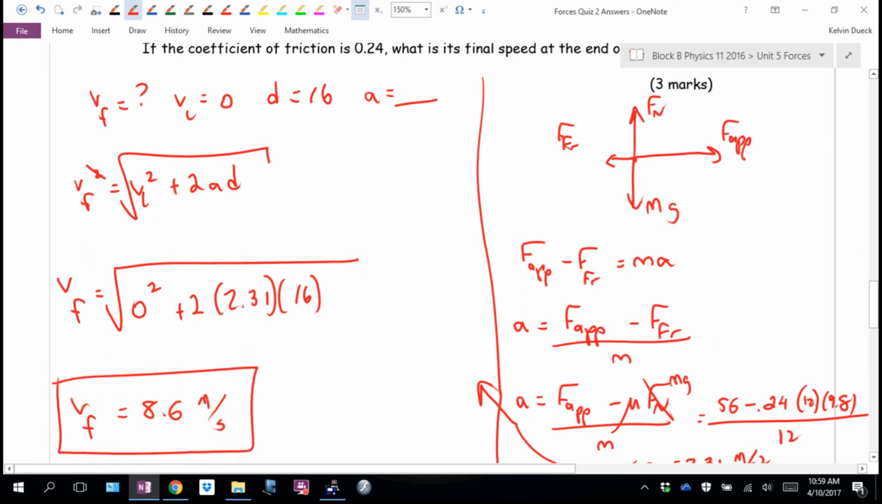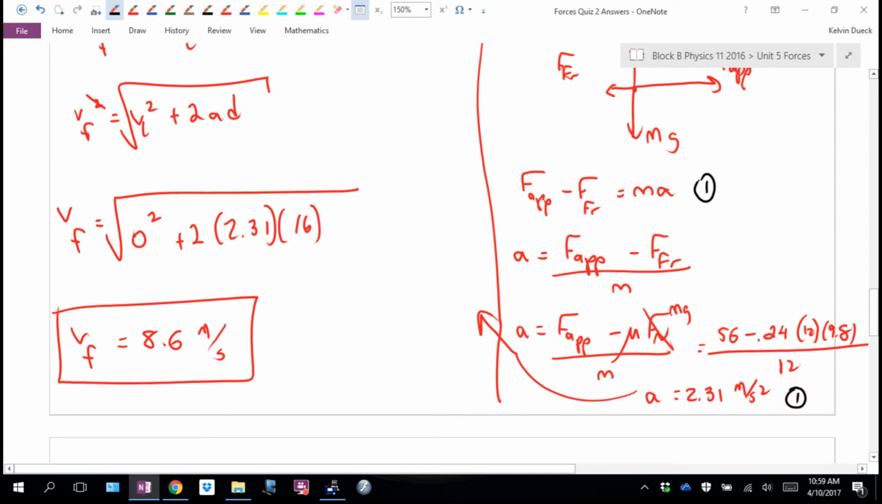If you got that, 3 out of 3. Otherwise, I would probably give you, let's see, 1 mark if I saw that, 1 mark for finding the acceleration, 1 mark for finding the speed. Actually, I'd break it up into part marks on a test, but that's a start for now.